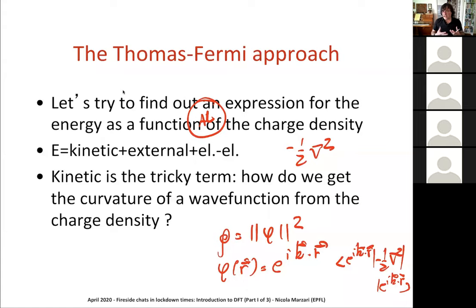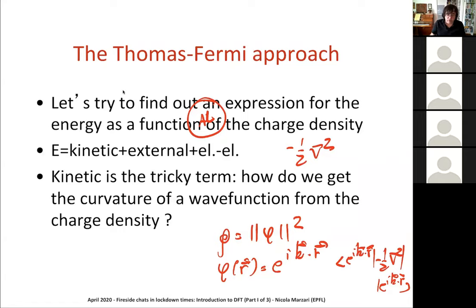So if k is very large, the wavelength is very small, the quantum kinetic energy is huge. If k is very small, the wavelength is very large, the charge density is flat, the quantum kinetic energy is very small. So the charge density has forgotten everything about the quantum kinetic energy. So how can you get the curvature of the wave function from the charge density? You cannot.